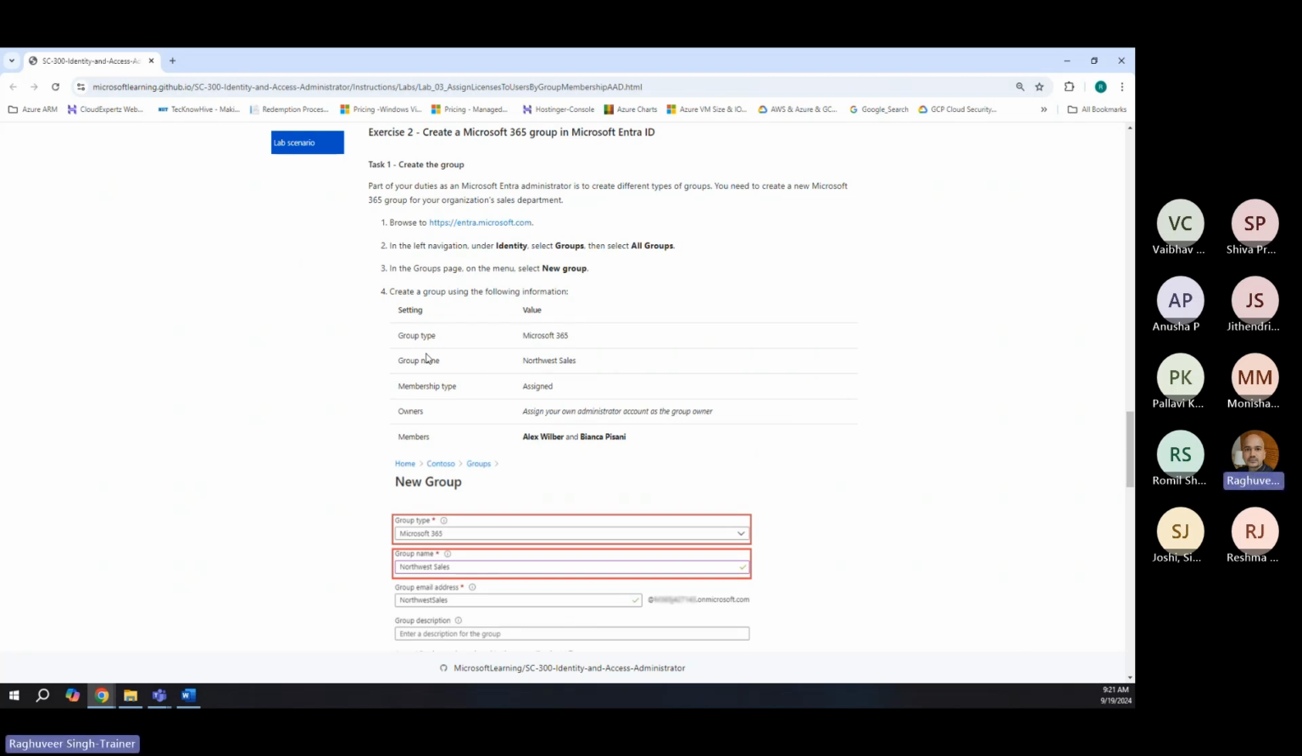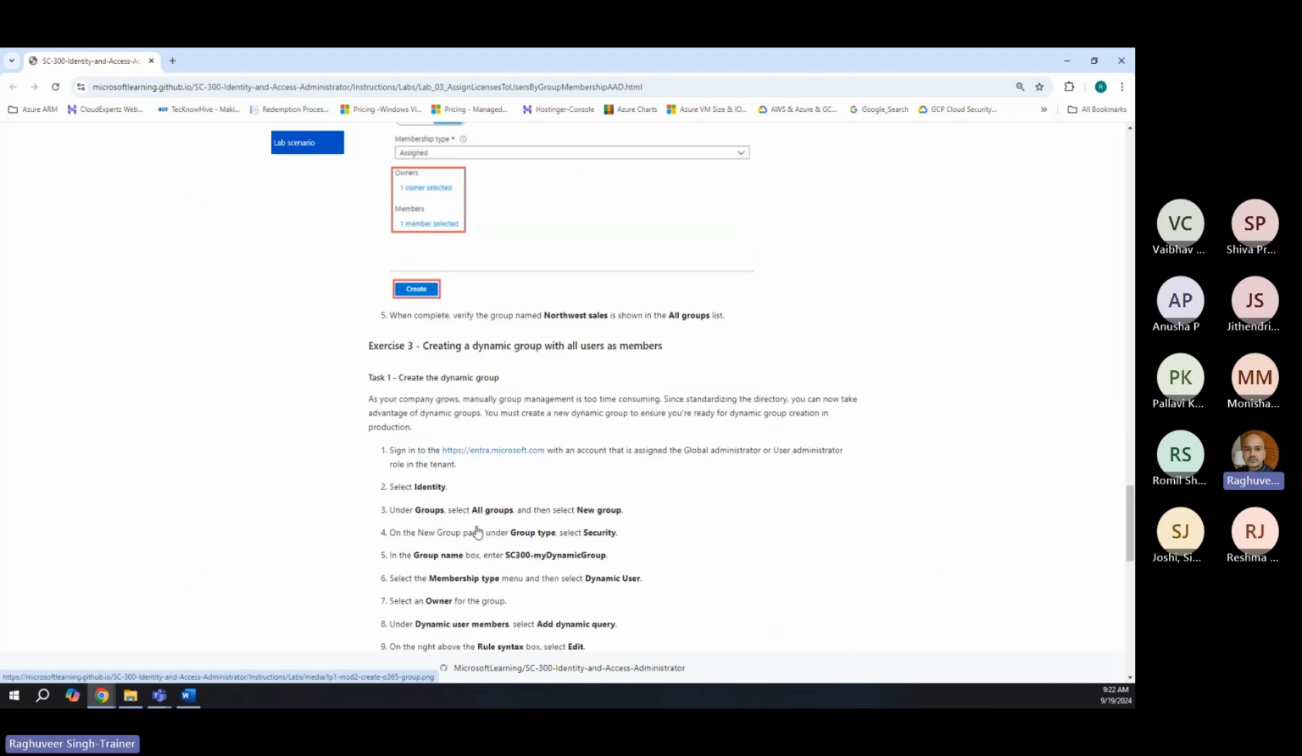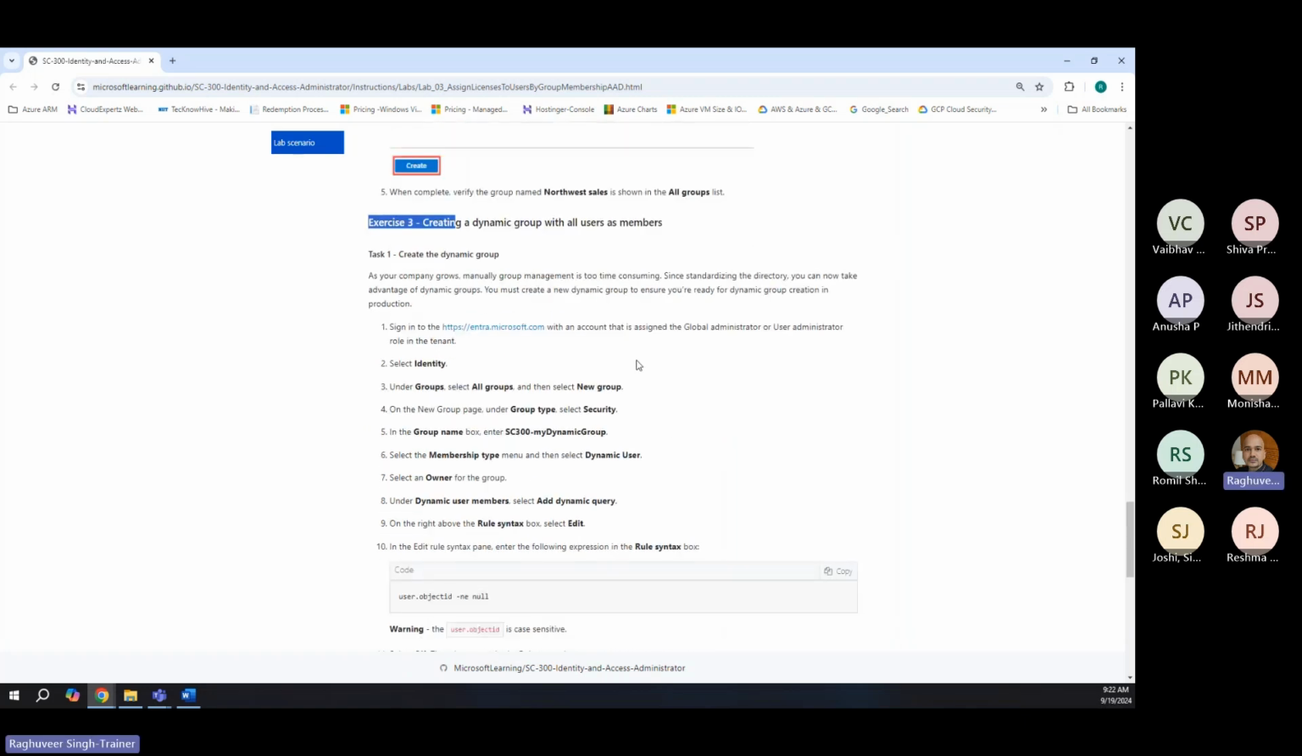And Microsoft 365 group we basically create when we want to create a common email address, when we want to assign multiple M365 licenses to identities. So that's when we create a Microsoft 365 group. So you can see how a Microsoft 365 group is created, the same process. And once you're done with this, then comes exercise number 3, which is creating a dynamic group with all users as members. So you will need to create a dynamic group. Now, this is where I will explain to you the concept of dynamic group.